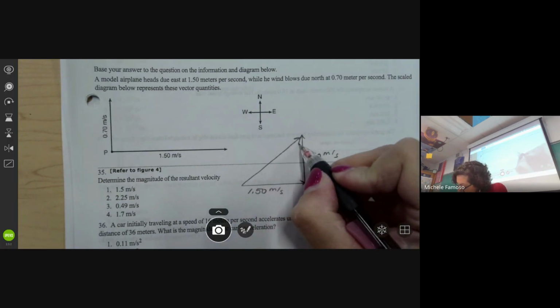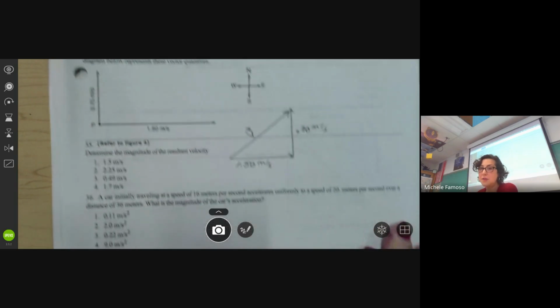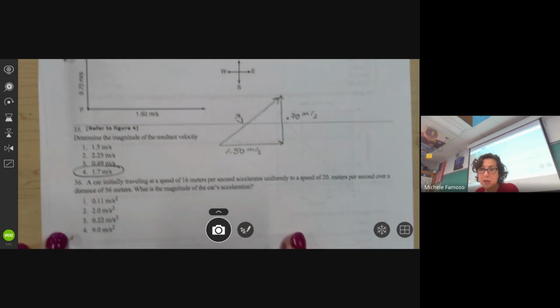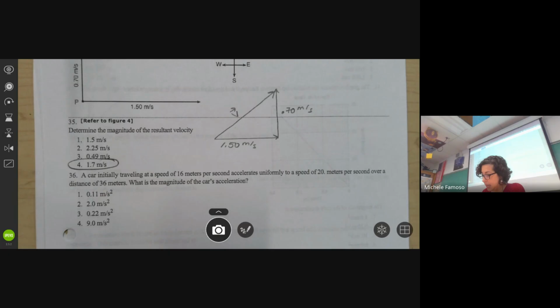So my resulting velocity is the hypotenuse of that right triangle, which points up and right. We use Pythag to do it. So 1.5 squared plus 0.7 squared, then take the square root, and it gives me an answer of about 1.7 meters per second, choice 4. Anything else through 36?